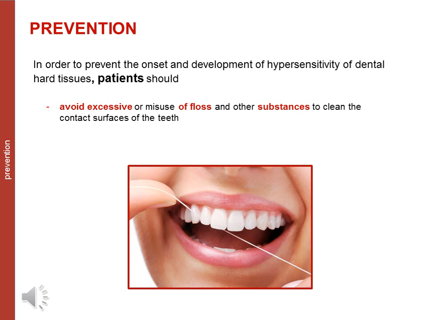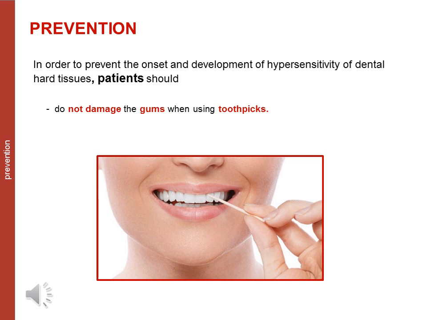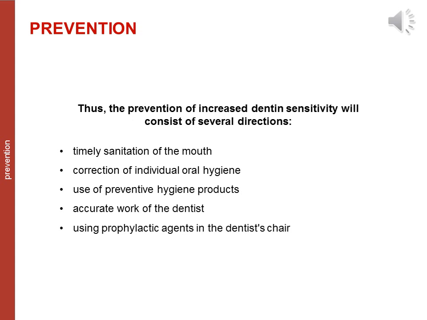Avoid excessive or misuse of floss and other substances to clean the contact surface of the teeth. Don't damage the gums when using toothpicks. Thus, the prevention of increased dentin sensitivity will consist of several directions: timely sanitation of the mouth, correction of individual oral hygiene, use the preventive hygiene products, accurate work of the dentist, using prophylactic agents in the dentist's chair.